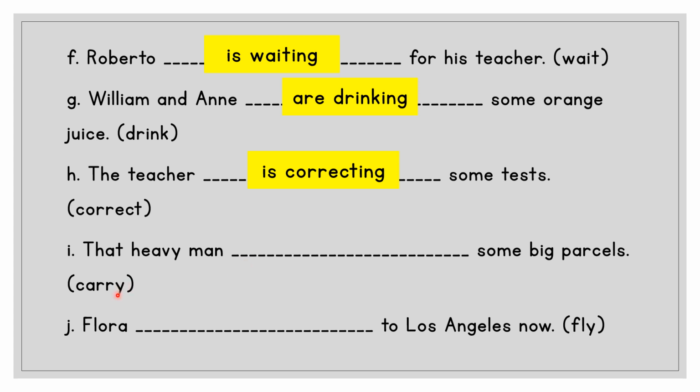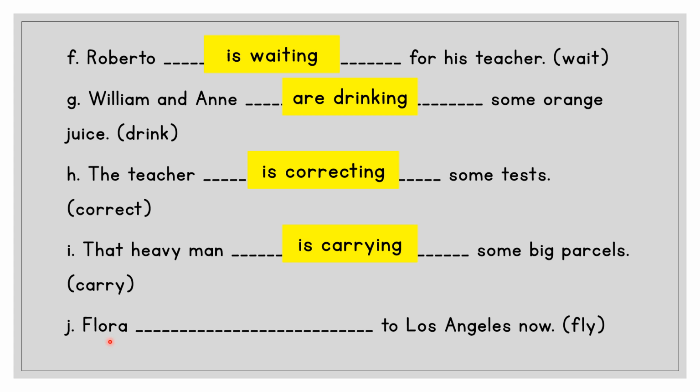Is. Kemudian ditambah verb dia carry. So, plus ing, carrying. So, that heavy man is carrying some big parcels. Sedang membawa bungkusan-bungkusan besar. Okay, next.